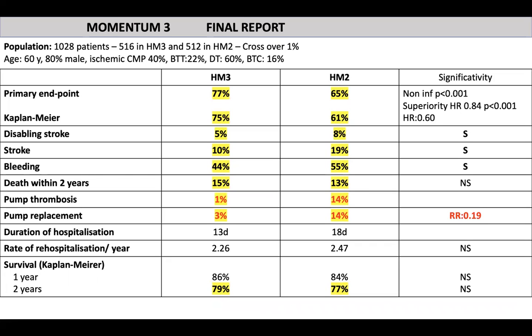And here is a summary table of the final report. So it's pretty old now, but it's possible you get a question, more likely about the 2022 papers, but still. Here you have the main features. The primary endpoint, you need to know what this is. It's a composite endpoint, and you need to know a rough estimate of the primary endpoint, the rate of the most important adverse events such as stroke, bleeding, death within 2 years, pump thrombosis rate, pump replacement, and the survival at 1 and 2 years.